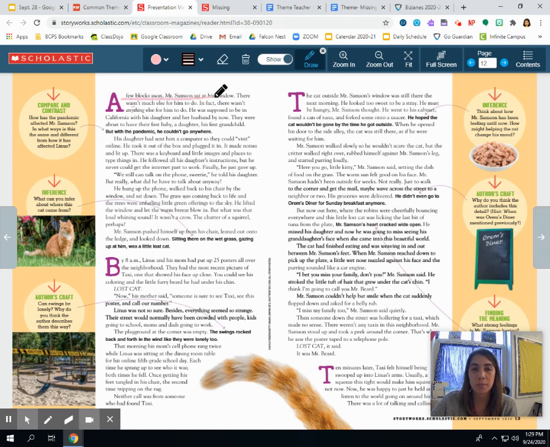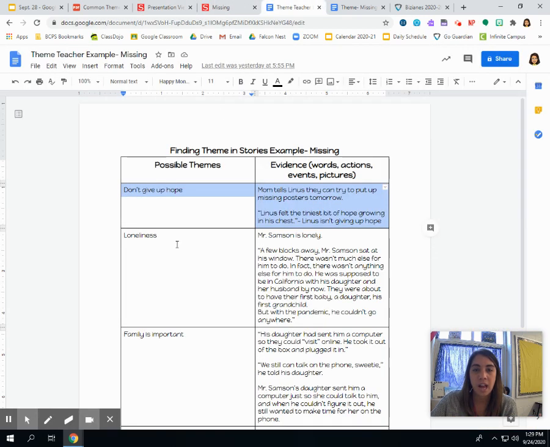Oh, what is Mr. Sampson feeling, this character? He sounds lonely to me. In fact, there wasn't anything else for him to do. I think that loneliness could be an example. Mr. Sampson is lonely, and I quoted this.